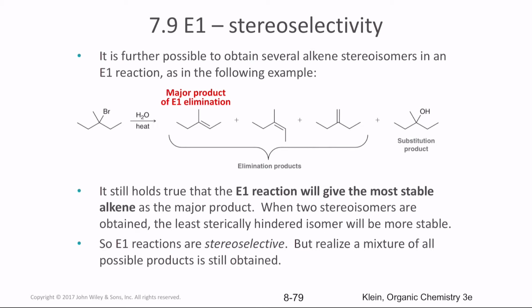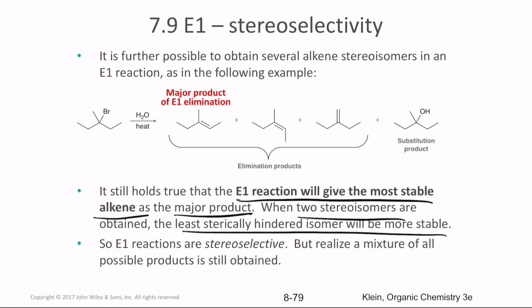In terms of the stereoselectivity, again, we can end up with different isomers in the elimination product, provided all of the isomers form, and E1 reactions will give you the most stable alkene as the major product. So when two stereoisomers are obtained, the least sterically hindered isomer will be the most stable one. So E1 reactions are generally stereoselective.